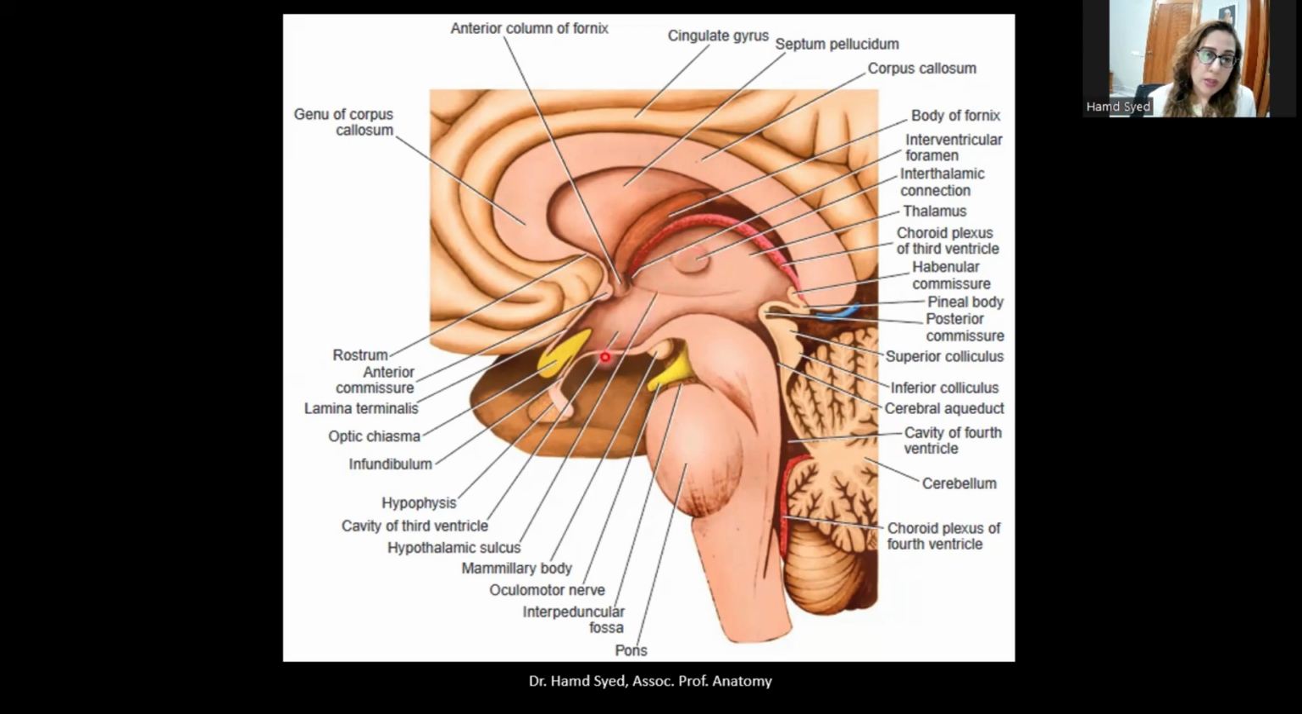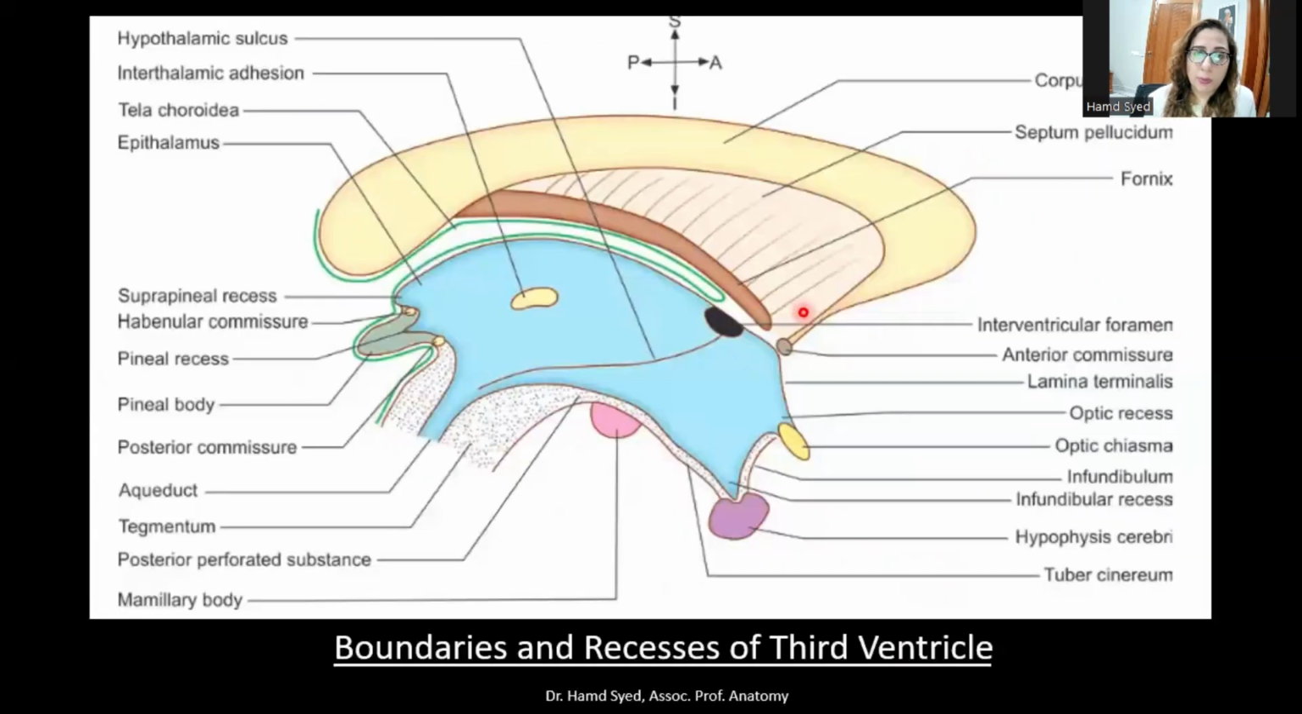Also, we can see over here that in the floor are the mammillary bodies, and this is the region of posterior perforated substance, and also you can see the infundibulum and the optic chiasma. Anteriorly is the lamina terminalis, anterior commissure, and anterior column of fornix. Posteriorly is the habenular commissure and the posterior commissure and the pineal body. So these are the boundaries of third ventricle.